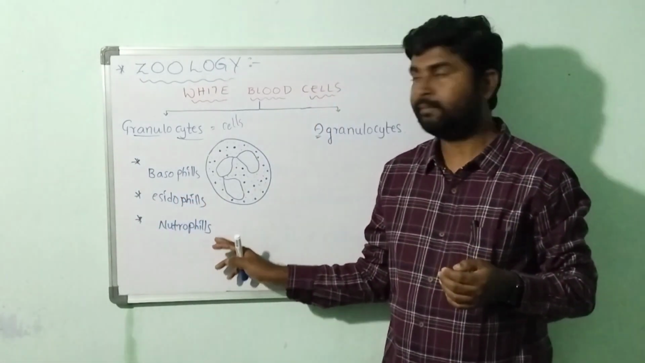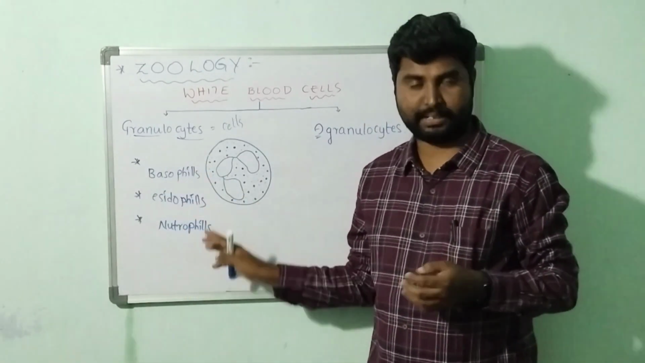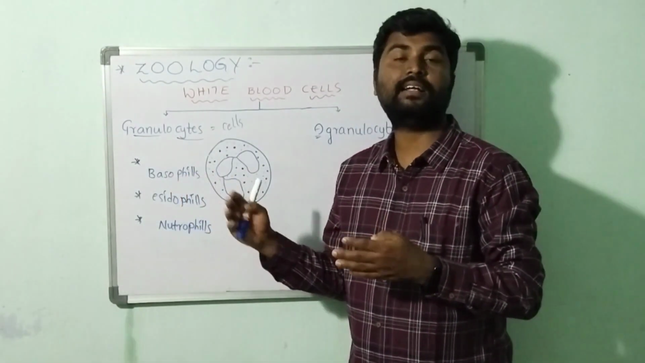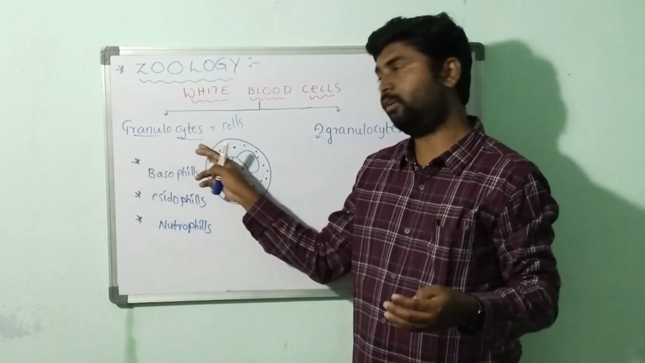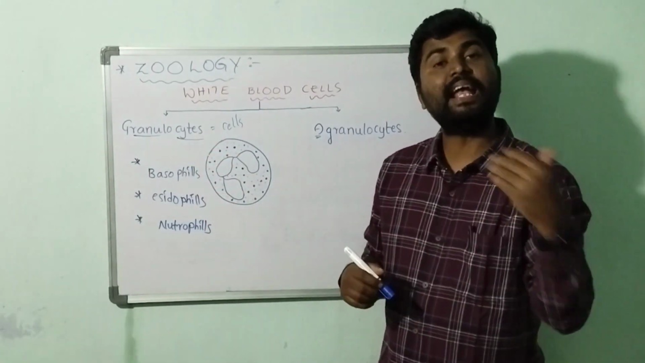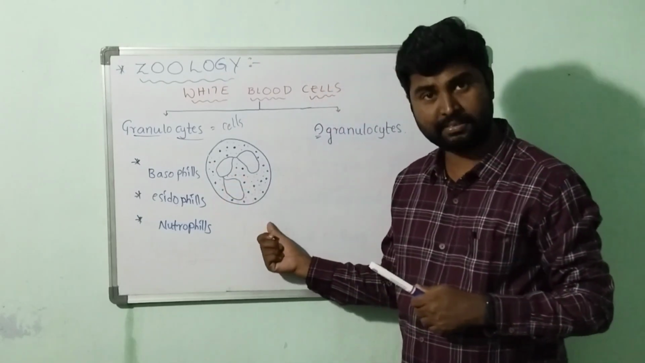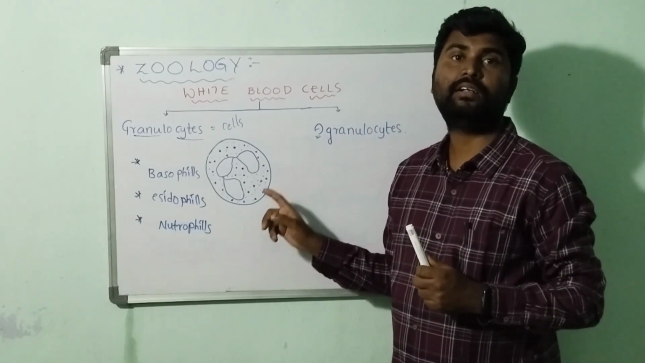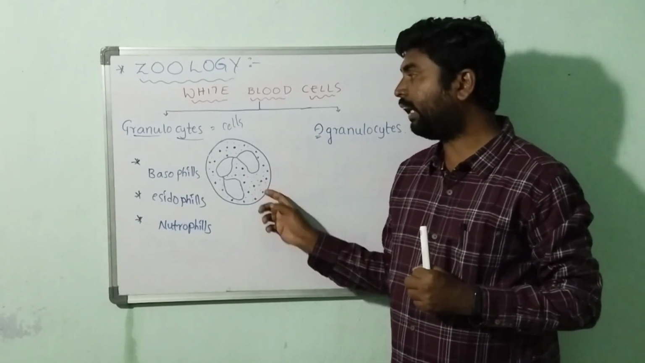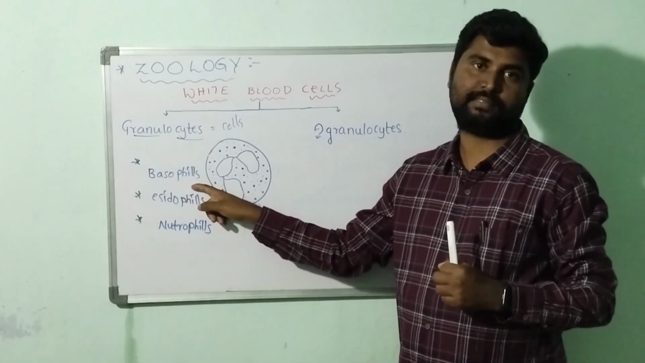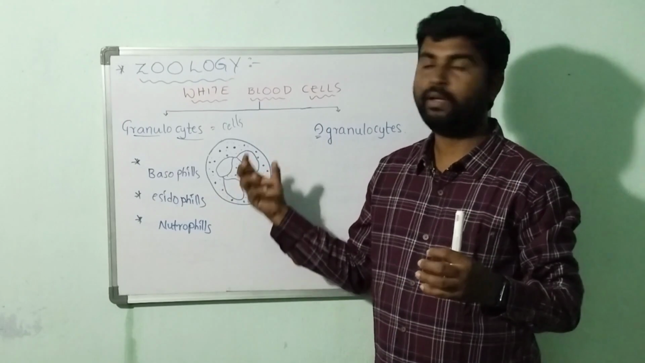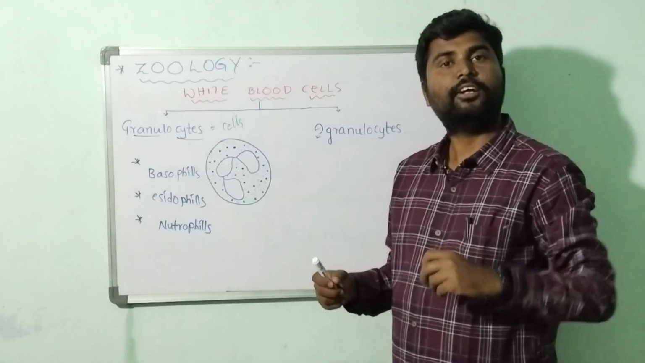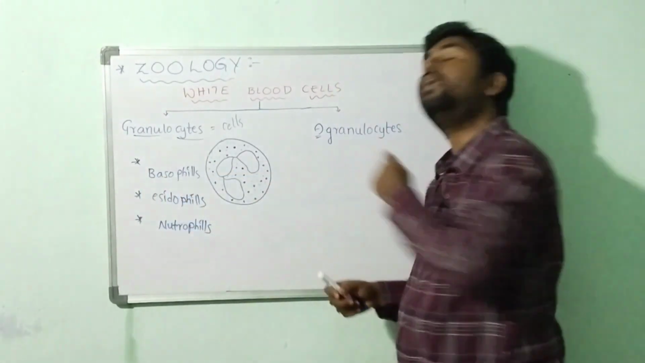This classification works like this: when I add base solution to the granulocytes, some of the cells may attract the color. That kind of cells we call basophils. Phil means like. So when I add a base solution, some of the granulocytes show a color reaction, and that kind of cells we call basophils.